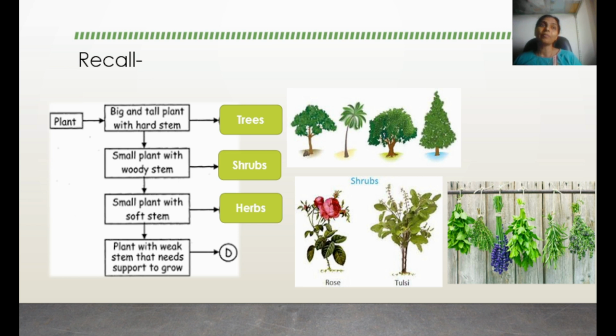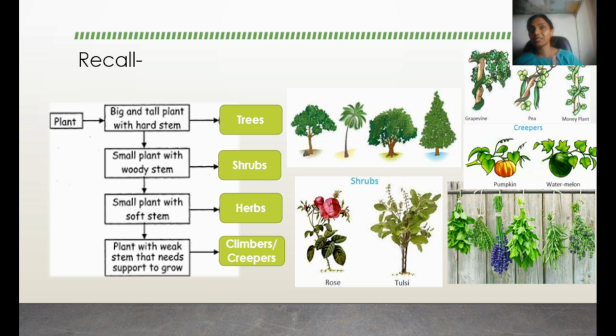Plants with weak stems that need support to grow can be creepers or climbers. So climbers, as you can see, go around a support and send extensions from the stem, called tendrils, looking for support to hold on to. Examples are grapevine, pea, and money plant. Whereas creepers are plants which spread on the ground. They don't grow vertically, but they grow horizontally. They spread on the ground and they can produce huge, massive fruits like pumpkin, watermelon, etc.